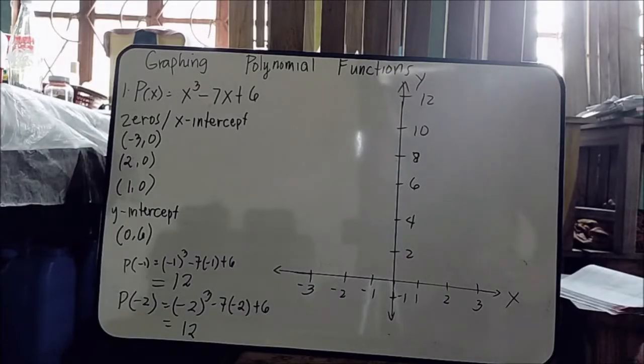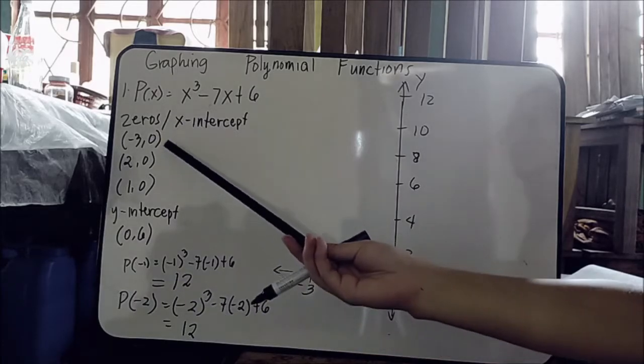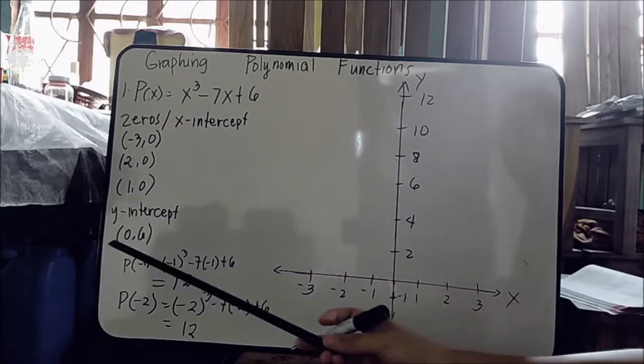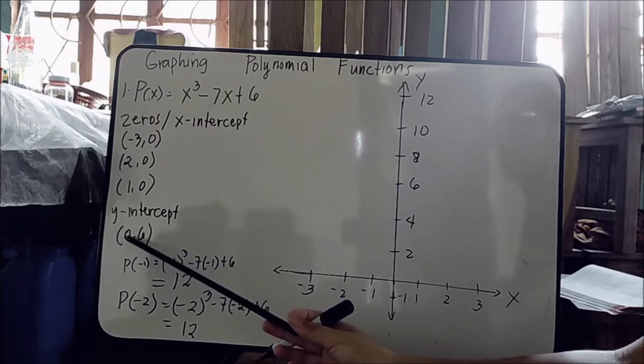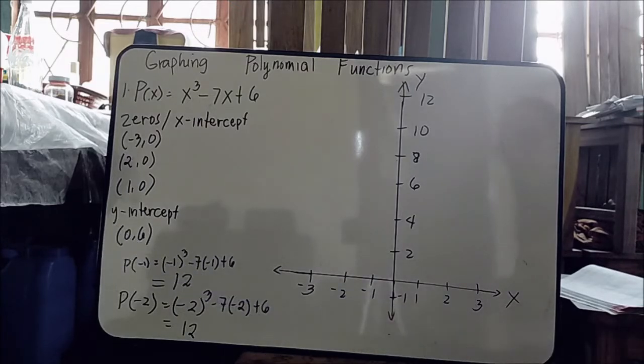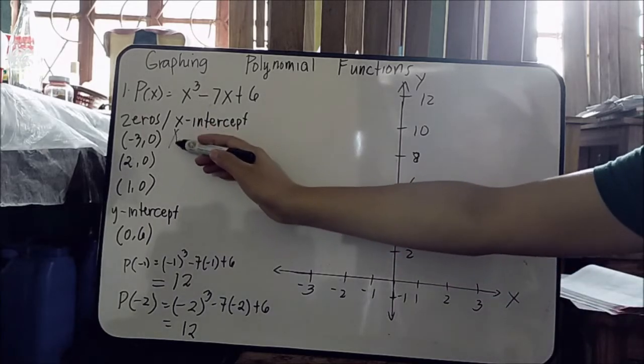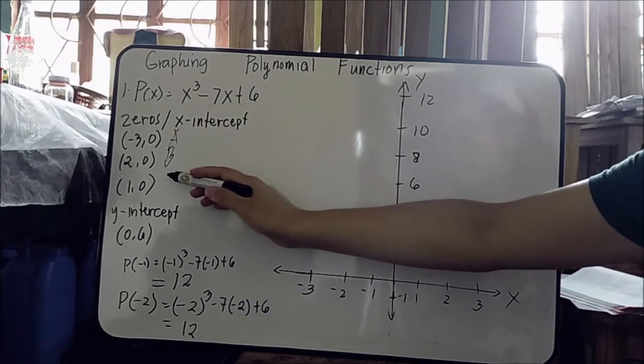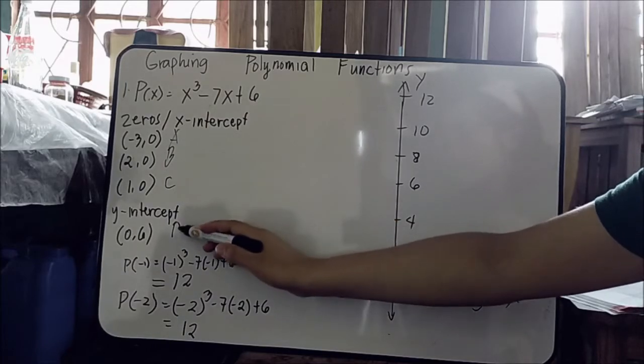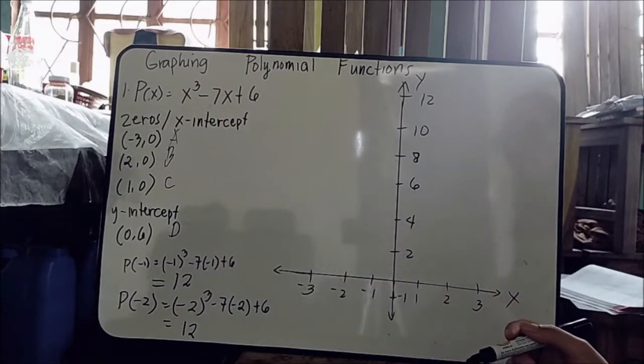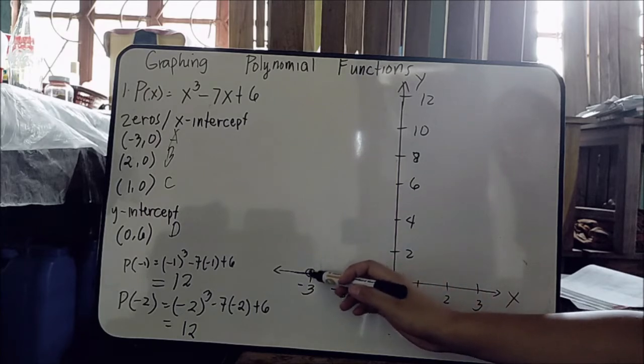So here we go. We're going to graph now our polynomial function. P of x is equal to x cubed minus 7x plus 6. So we already solved a while ago the zeros or the x-intercept. So we plot the points. So we have negative 3, 0, 2, 0, and 1, 0. We also have the y-intercept, which is 0, 6. So we let negative 3, 0 point A, point B 2, 0, and 1, 0 is C, and letter D is 0, 6. So our point A is negative 3, 0, so it's in this portion.